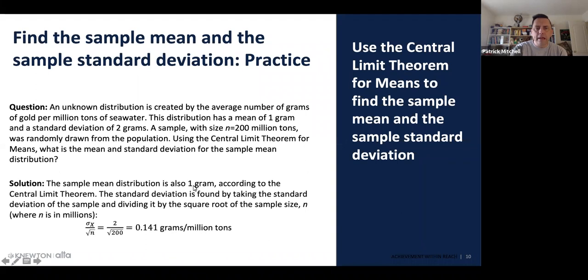So again, the mean of the sampling distribution is the same, it's still 1, but now the standard deviation, instead of being 2, is going to be 2 divided by the square root of 200, which comes out to about 0.141 grams per million.